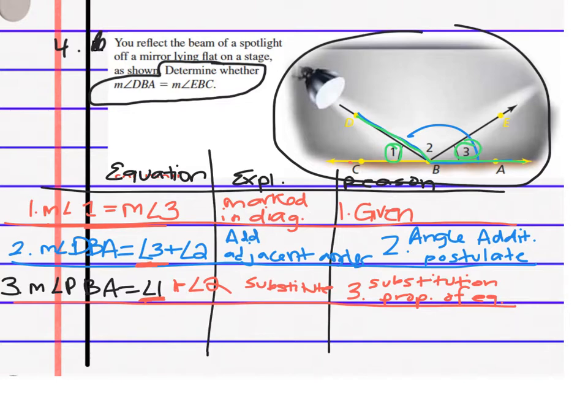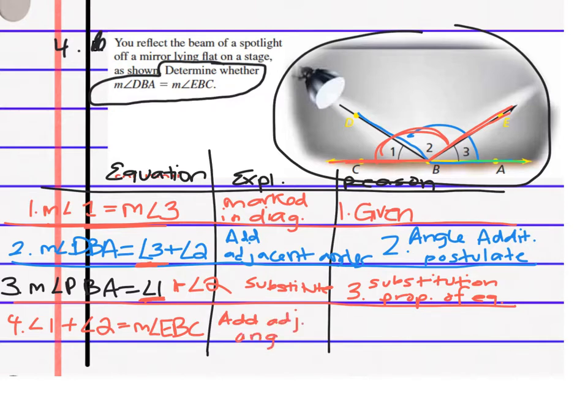Okay, then let's go ahead and do the other side. So what do we know about the other side? Okay, we know that angle 1 plus angle 2 is also equal to EBC. And that's basically just like line 2. We added adjacent angles, and we used the angle addition postulate.